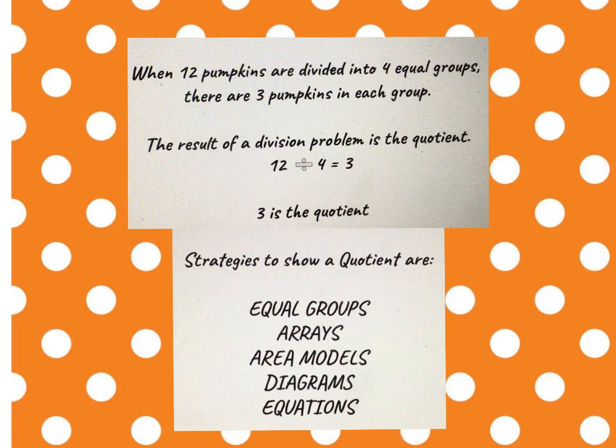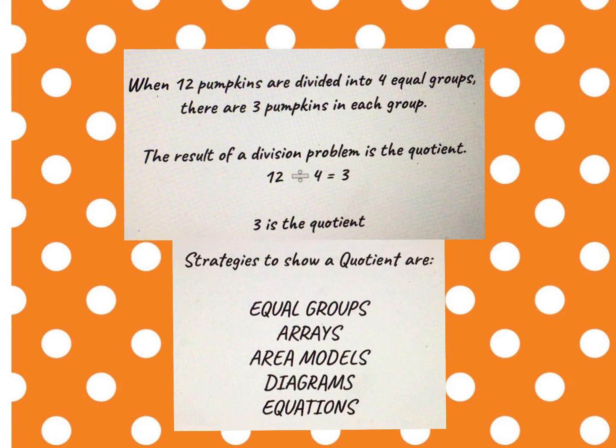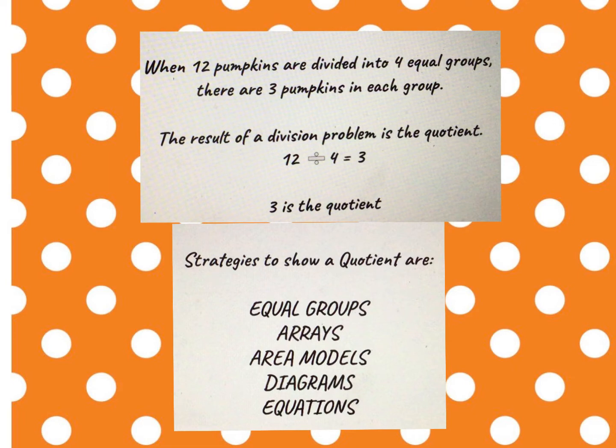When 12 pumpkins are divided into 4 equal groups, there are 3 pumpkins in each group. The result of a division problem is the quotient. Remember that, friends? The quotient. So 12 divided by 4 equals 3. So 3 would be the quotient. And here are some strategies to show a quotient with equal groups: arrays and area models, diagrams, and equations.